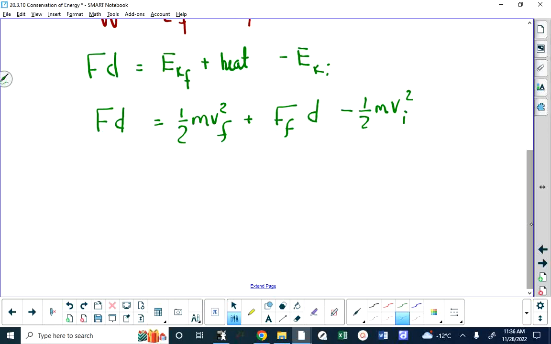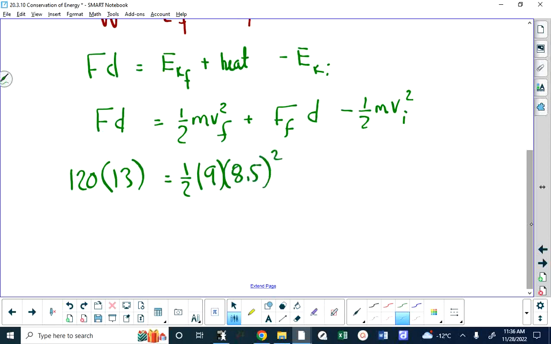Are we trying to find the applied force? No, we're trying to determine the force of friction. Okay. What is the applied force? 120 newtons. And over what distance is it applied? 13 meters. What is the mass of the object? 9 kilograms. And the final speed is 8.5? Yes. The initial speed is 2.